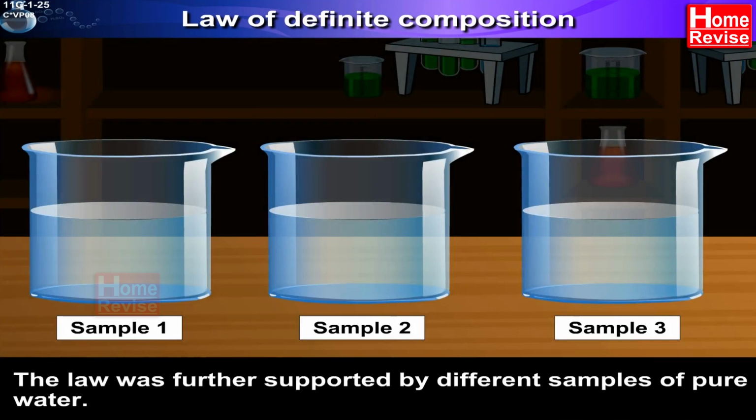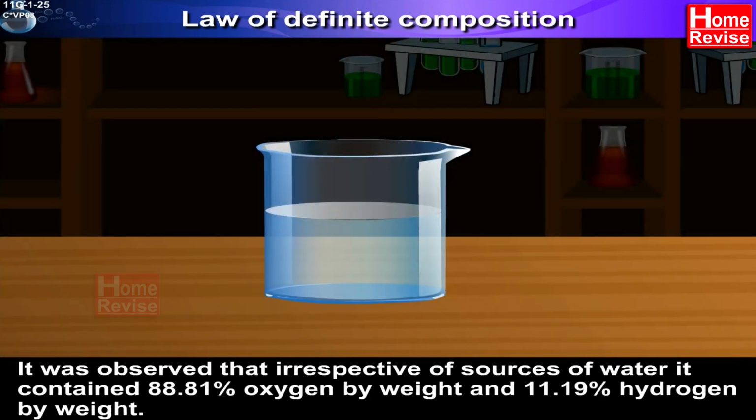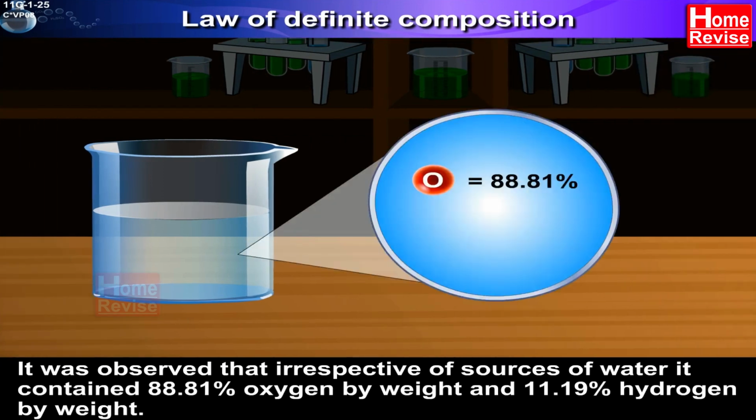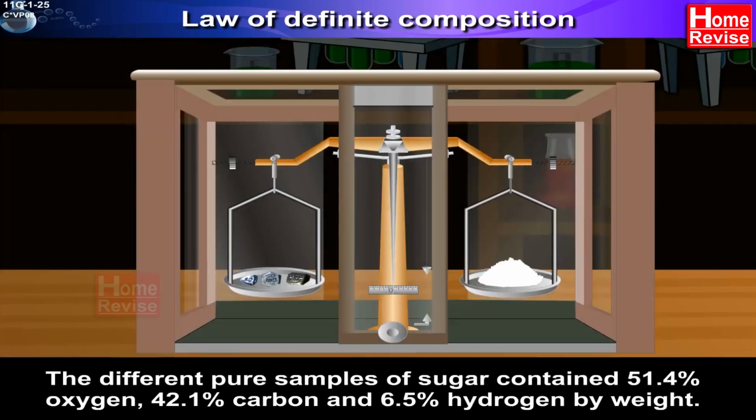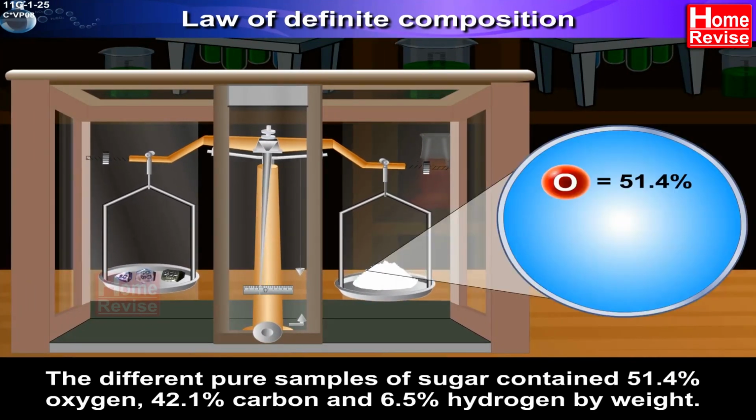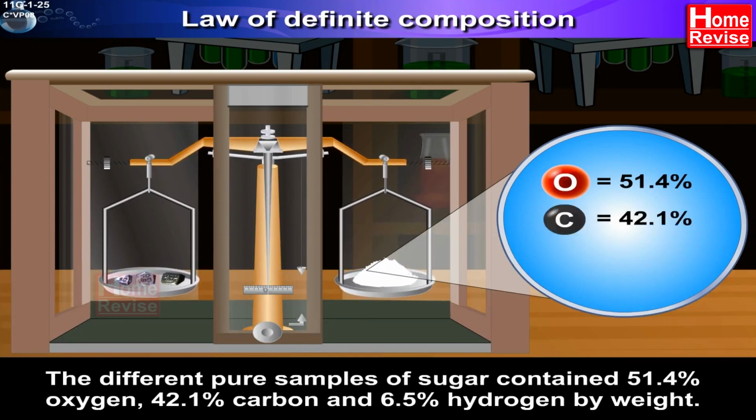The law was further supported by different samples of pure water. It was observed that irrespective of the source of water, it contained 88.81% oxygen by weight and 11.19% hydrogen by weight. The different pure samples of sugar obtained contained 51.4% oxygen, 42.1% carbon, and 6.5% hydrogen by weight.